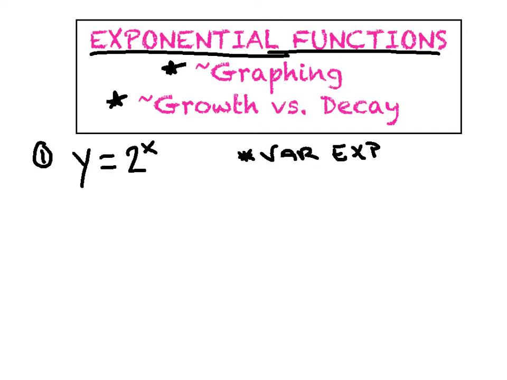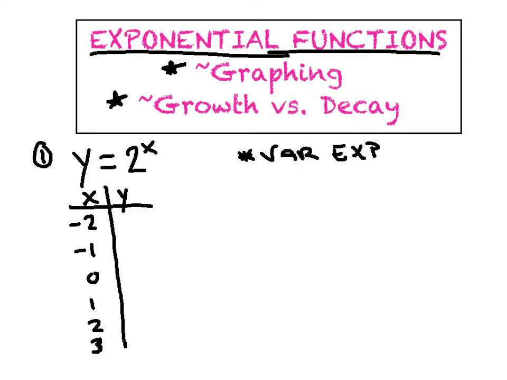What we're going to do here is construct a table of values, and feel free to employ your calculator as a helping tool. I'm going to plug in -2, -1, 0, 1, 2, and 3 for my x values. You're more than welcome to just type this equation into your calculator. You'll probably have to type in 2 and then the caret to get up to the exponent, and then you can type in your x. But anyway, I'm just going to do this one by hand.